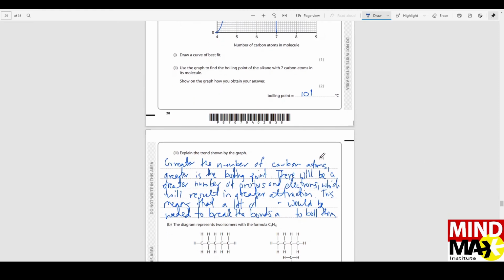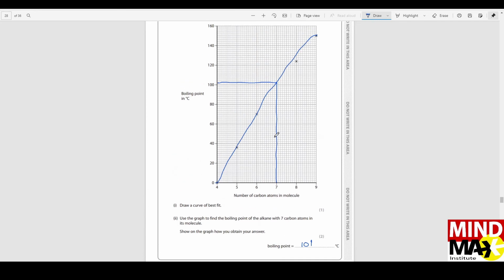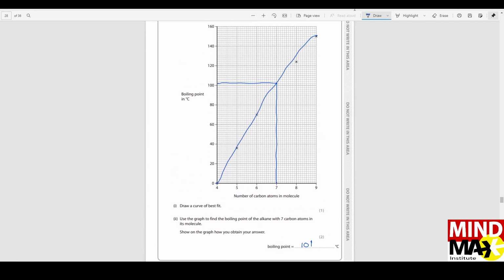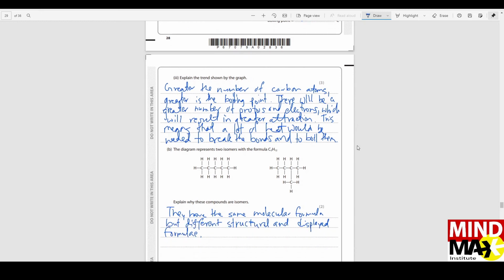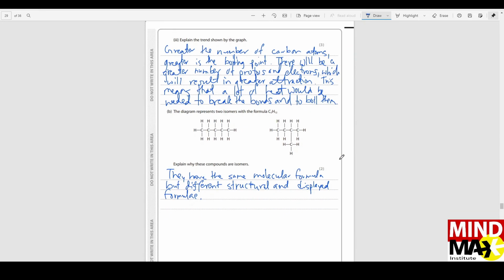Explain the trend shown by the graph. If you look carefully, the greater the number of carbon atoms, the greater the boiling point. So why does this happen? There will be a greater number of protons and electrons. So if you have more atoms, there will be more protons and electrons, which will result in greater attraction. This means that a lot of heat would be needed to break the bonds and to boil them. So the greater the attraction, the more heat would be required to break the bonds and boil the substances.